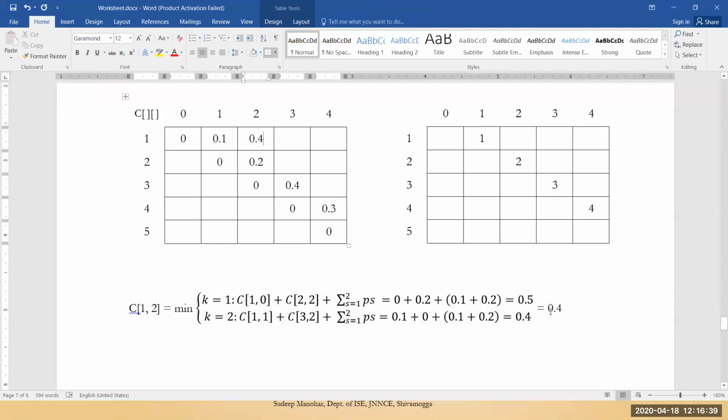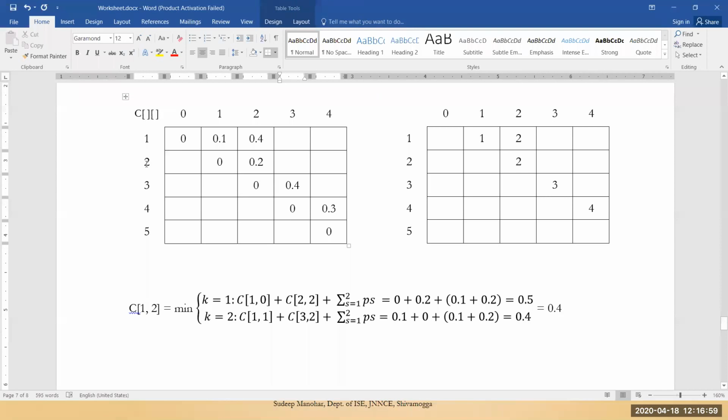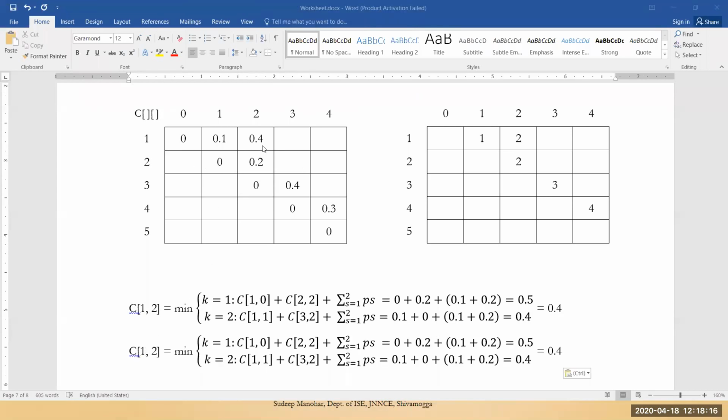Next, you got this 0.4 when you considered k as 2. So therefore, you should enter this in the root table with the value of k that you have considered. That is, k is 2. So this is the computation of one cell. Similarly, we should calculate the next one, that is C of 2 comma 3. Now let us continue. So what is the next one that we have to calculate?